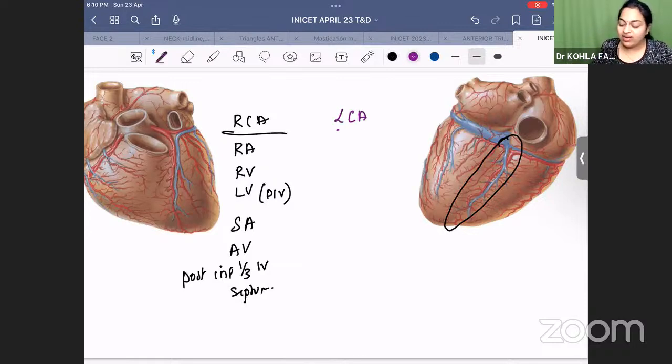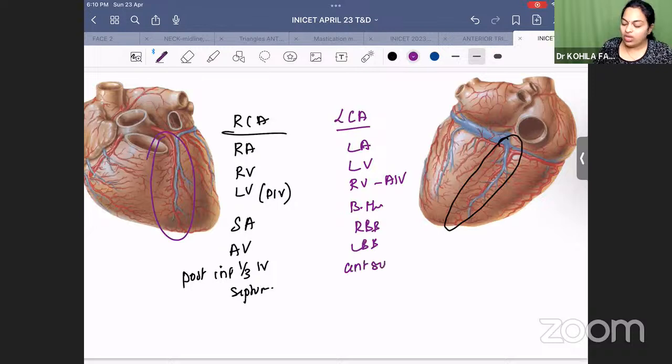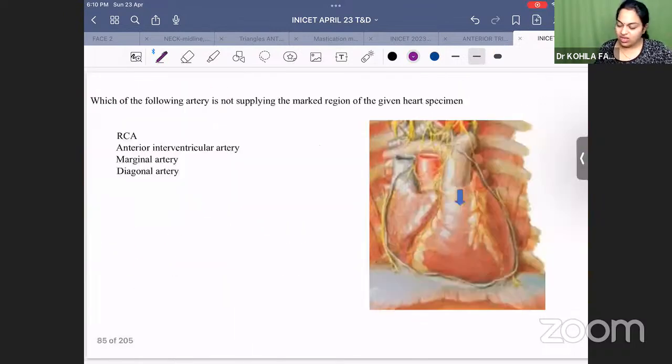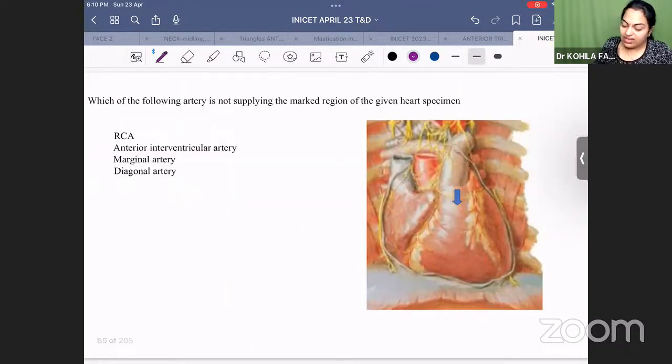And the left coronary artery supplies the left atrium, left ventricle. Does it supply any part of the right ventricle? Of course, this area closer to the anterior interventricular groove is supplied by the left coronary, the left anterior descending artery. Then, as we saw now, it supplies the bundle of His, the right bundle branch, the left bundle branch, the antero-superior 2/3 of the interventricular septum. Right? Okay. So what was the question? They marked the right ventricle.